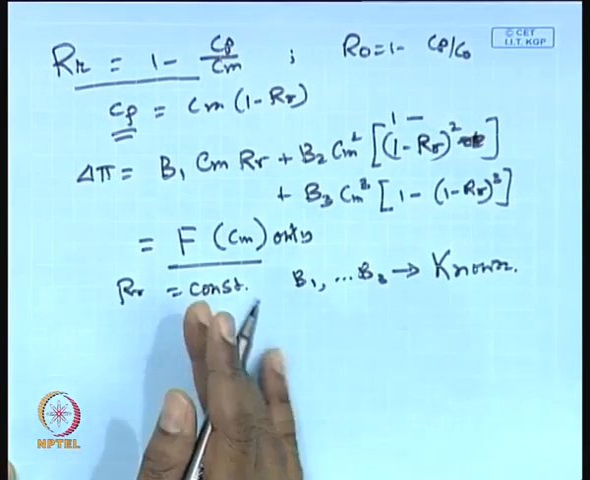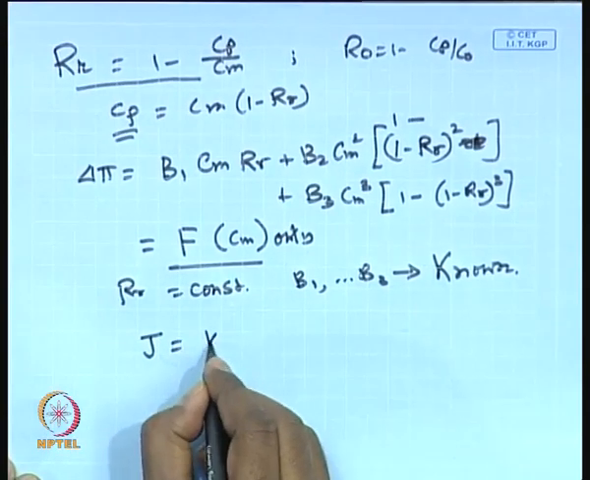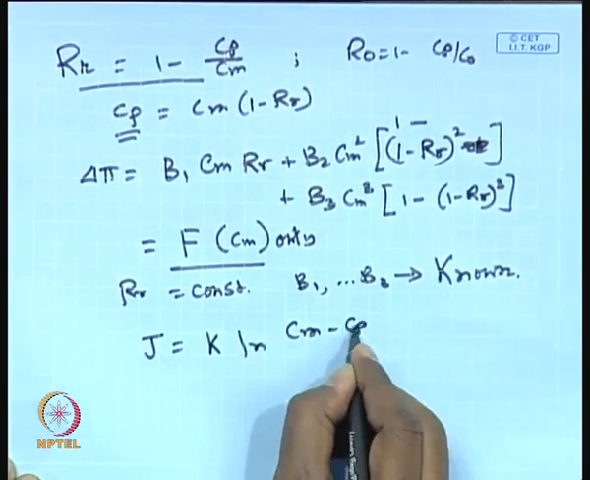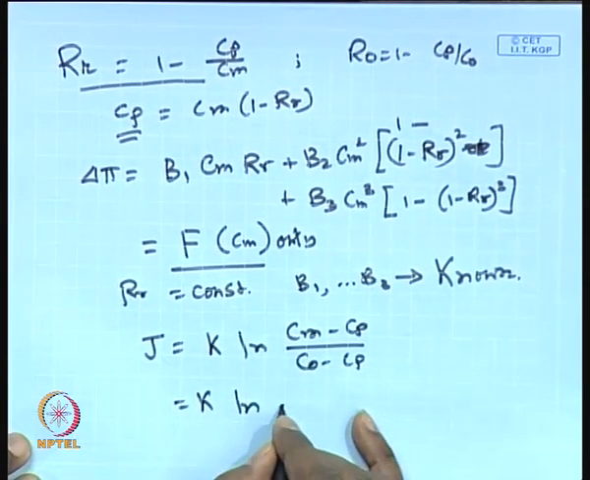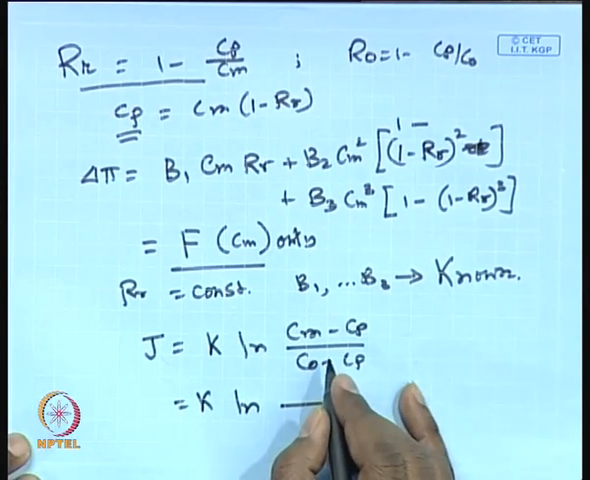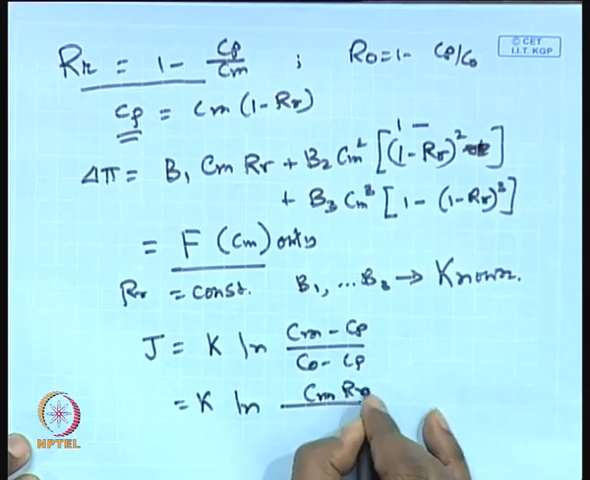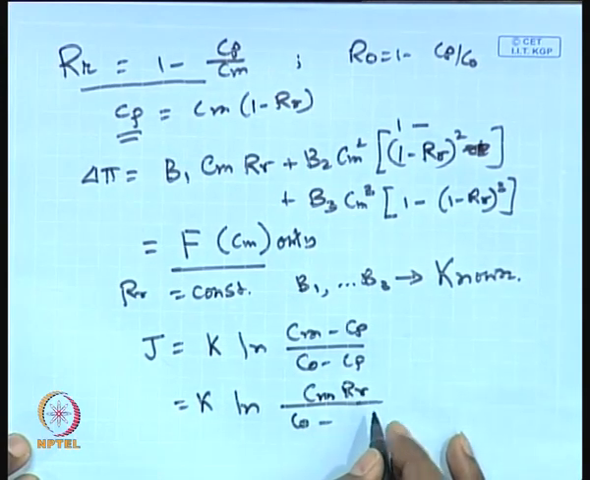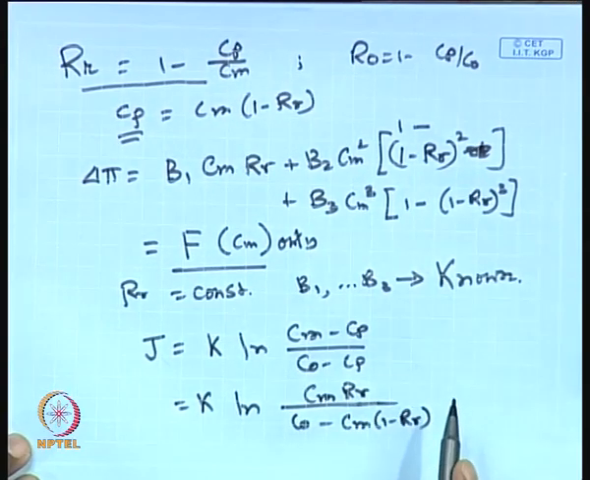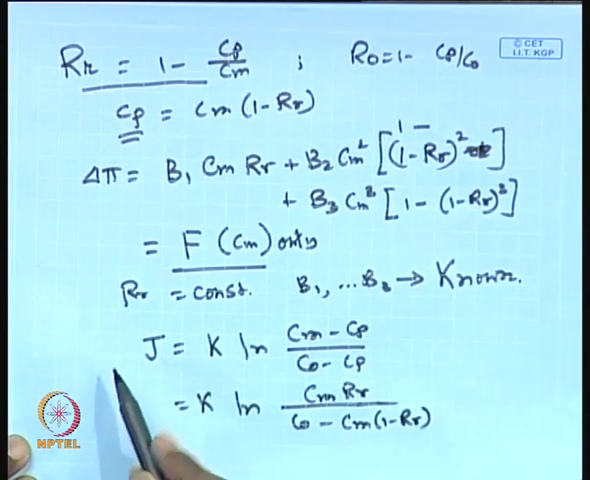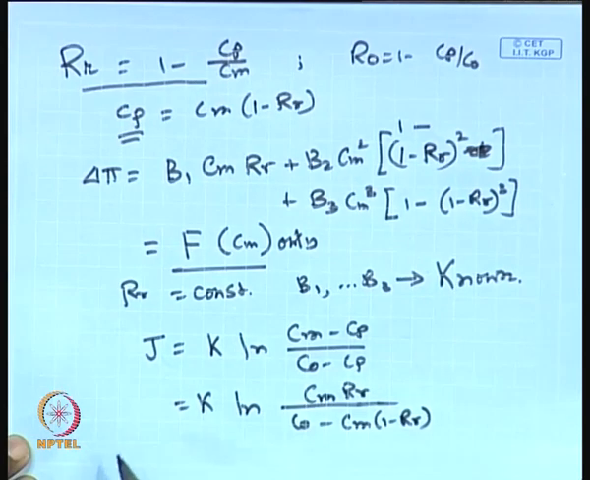Now, we write down the expression of the film theory. J is equal to K ln Cm minus Cp divided by C naught minus Cp. So, K is the mass transfer coefficient. Let us write Cm minus Cp is nothing but Cm times RR, and Cp can be replaced in favor of Cm as Cm 1 minus RR. Now you can equate the expression of the solvent flux from Darcy's law and the expression of the solvent flux from the film theory. And what you will obtain is an algebraic equation in terms of Cm only.